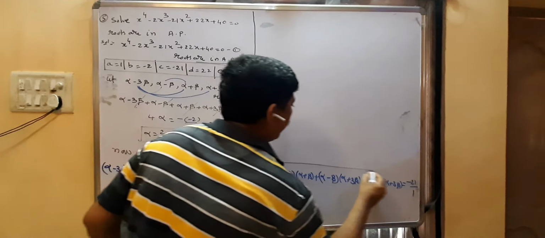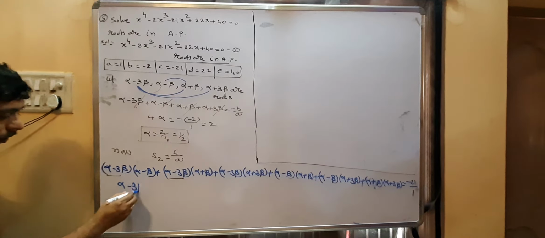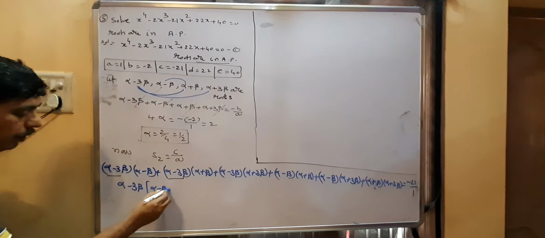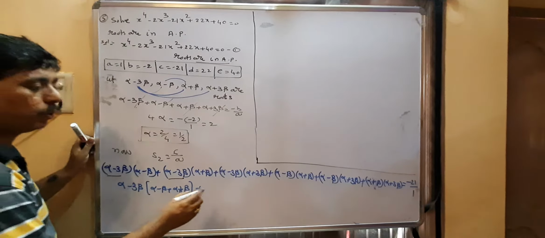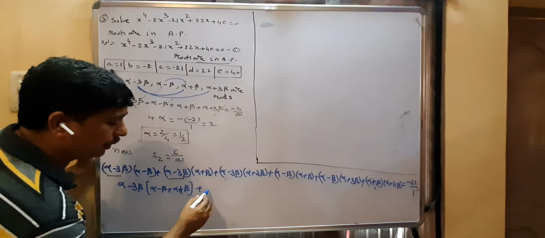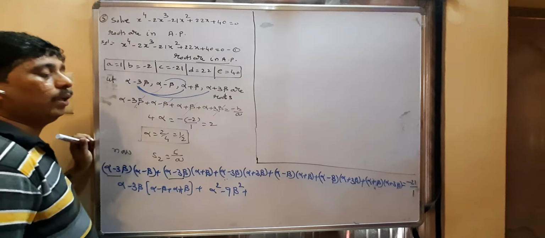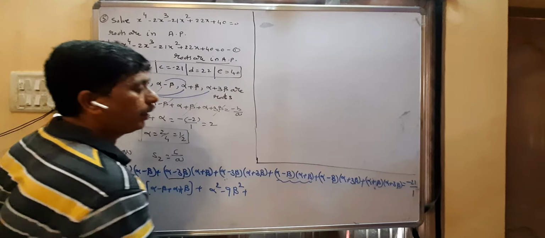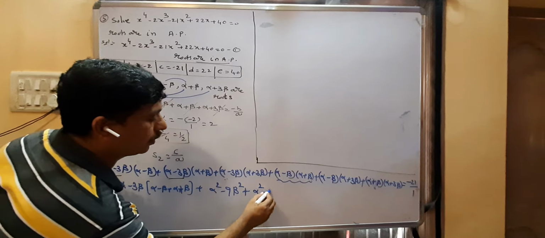Now coming to that, you have to find the beta value. In the first two terms, what is common? Alpha minus 3 beta is common. Remaining: alpha minus beta plus alpha plus beta. Plus in the next two terms, a minus b into a plus b is a square minus b square: alpha square minus 3 beta whole square, 9 beta square. The next two terms are also in the form a minus b into a plus b, that is a square minus b square: alpha square minus beta square.